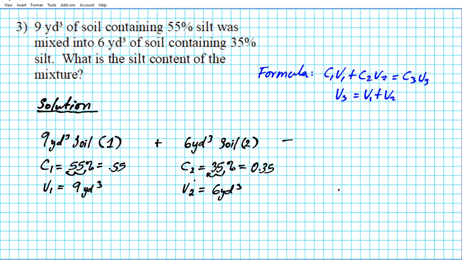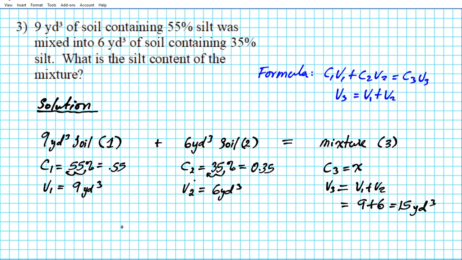And then this is mixed together to yield a mixture. So let's call this mixture 3. The silt concentration of this mixture is unknown, so call it X. The volume of the mixture is simply V1 plus V2. So we're going to add 9 plus 6, which is 15 cubic yards.